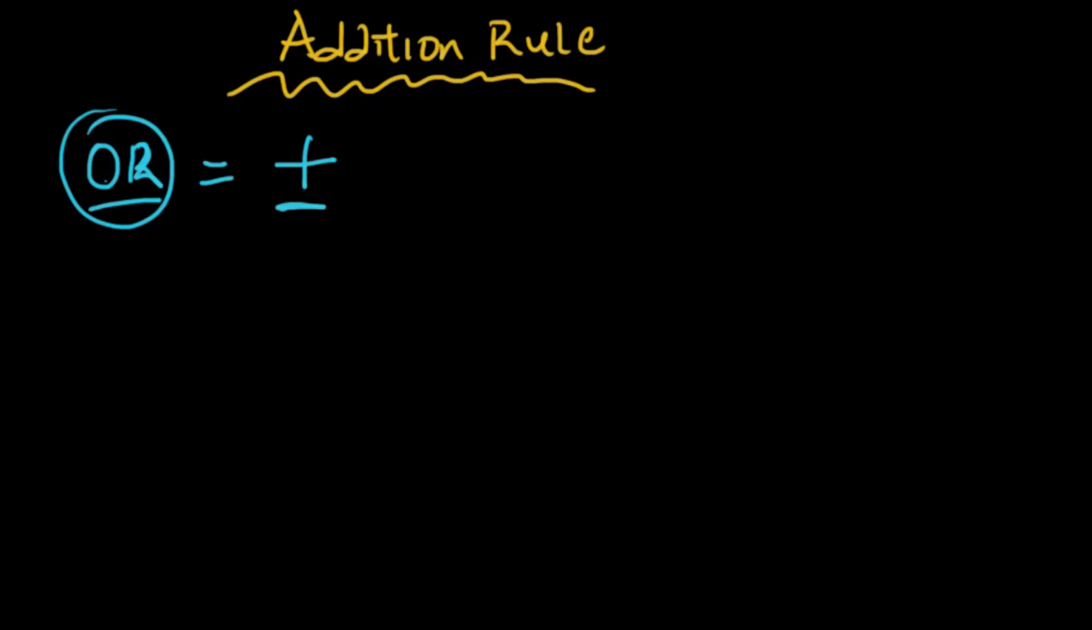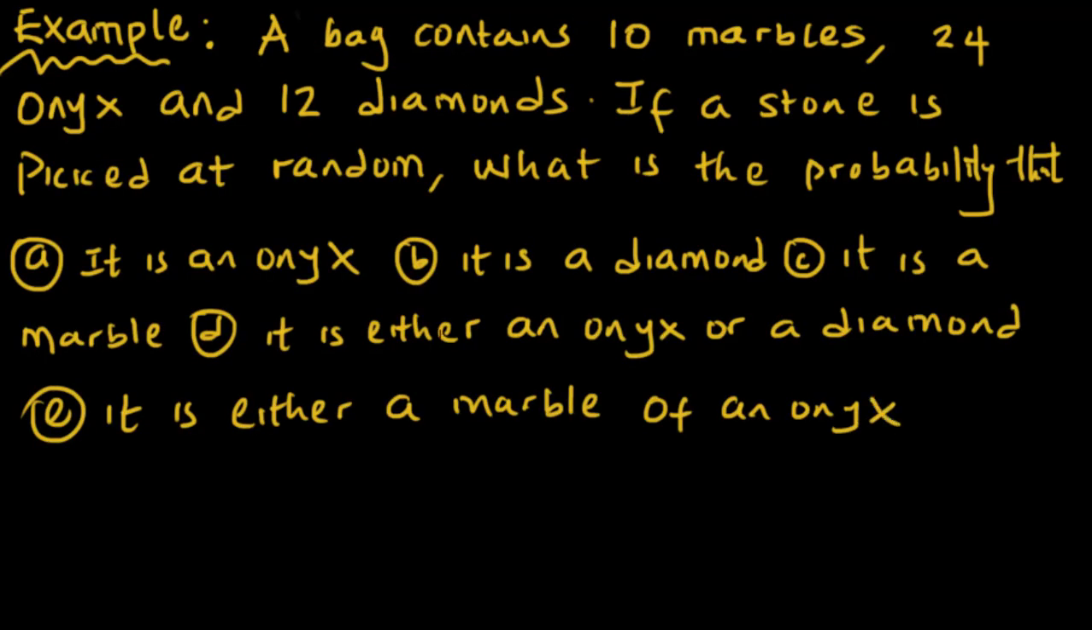The best way to really understand this is to take an example. So let's take an example. We've got this question. A bag contains 10 marbles, 24 onyx, and 12 diamonds. If a stone is picked at random, what's the probability that it's an onyx, it's a diamond, it's a marble, it's either an onyx or a diamond, it's either a marble or an onyx?